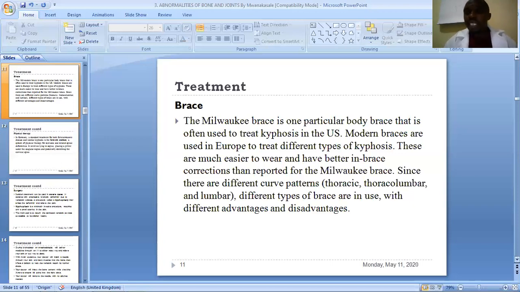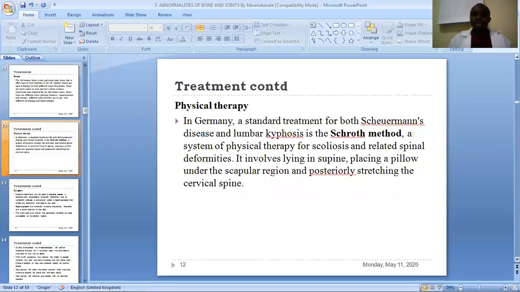different advantages and disadvantages. So the Milwaukee brace, we say that is the brace that is able to immobilize the spine from the cervical region going downwards up to the coccyx. At least that will help to avoid herniation of any of the thoracic vertebrae. You may also bring in physical therapy.